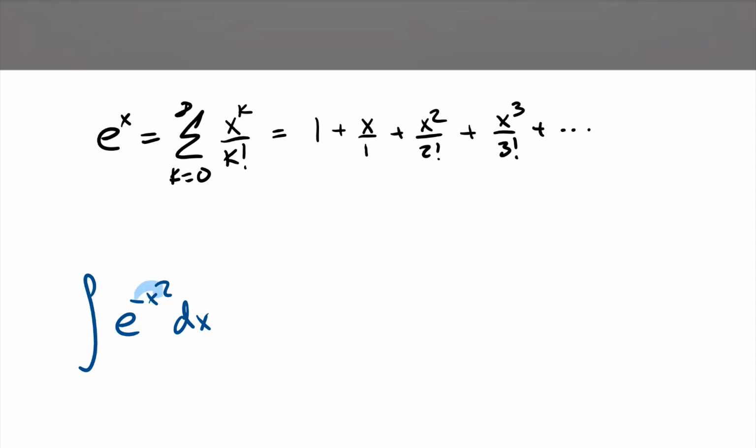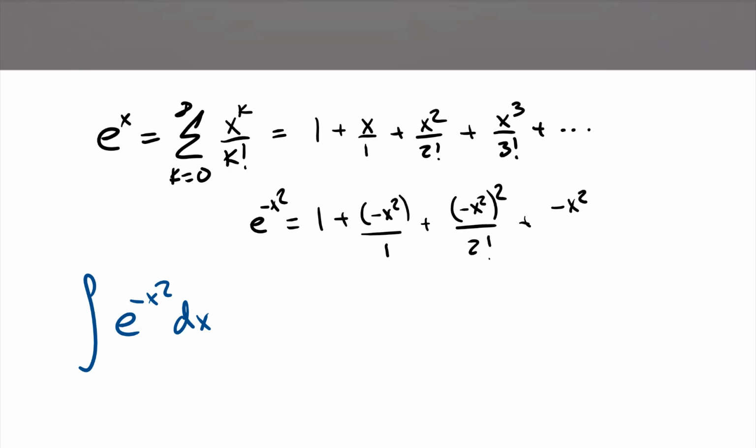We learned that little trick where we can replace the variable. See that e to the x? Or the e to the negative x squared. If we want e to the negative x squared, this would be 1 plus negative x squared over 1, plus negative x squared squared over 2 factorial, plus negative x squared cubed over 3 factorial, plus dot, dot, dot, and it goes on forever.